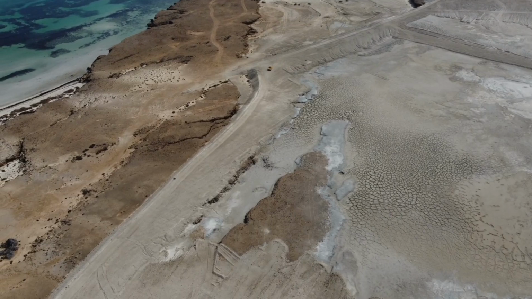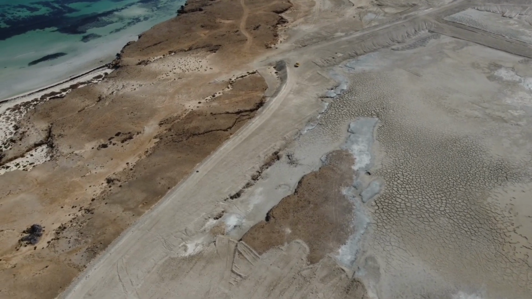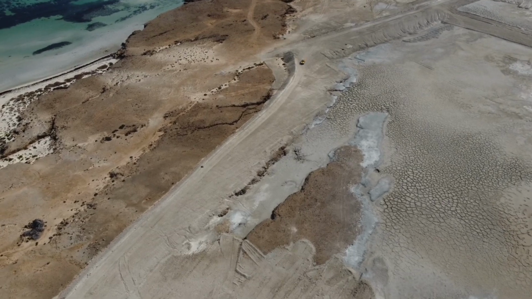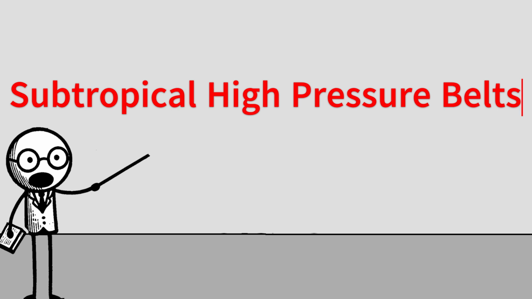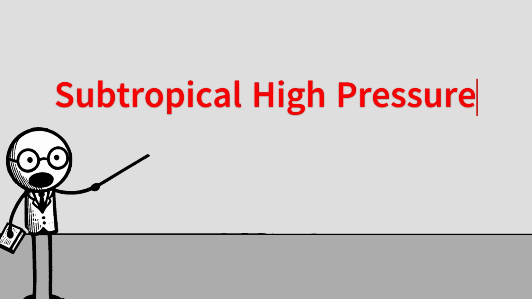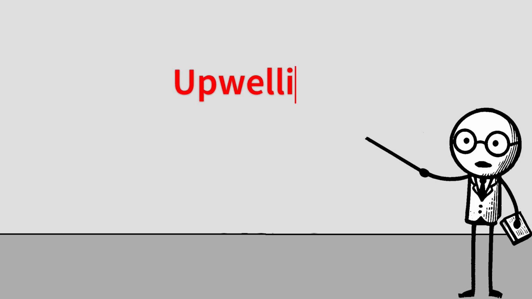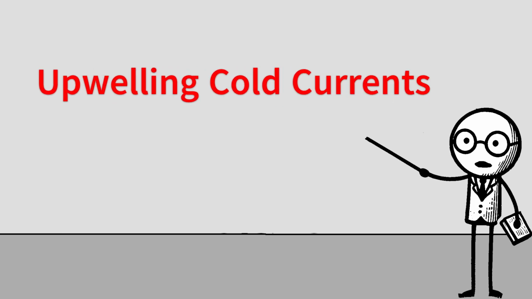So what does this all mean? How do you map and incorporate coastal arid deserts into your world and your world building? First, look for areas around subtropical high pressure belts. Second, look for areas where cold ocean currents can displace warm waters through upwelling.